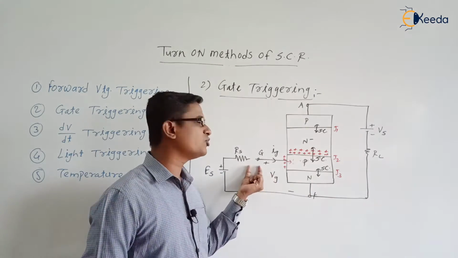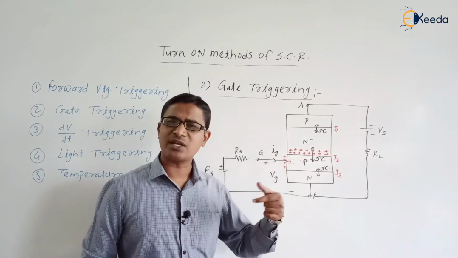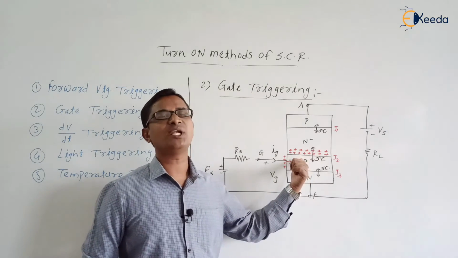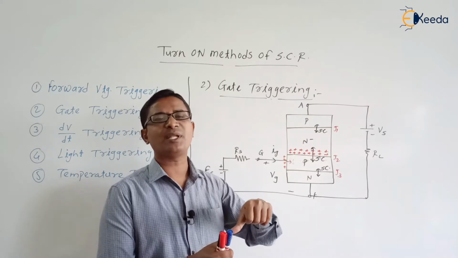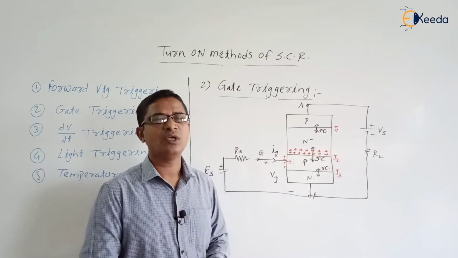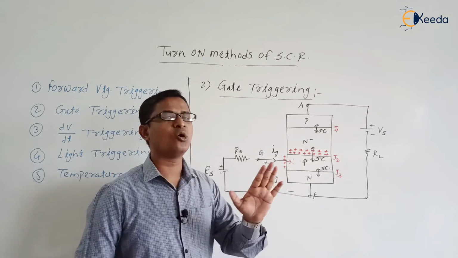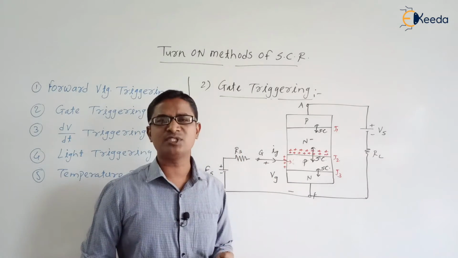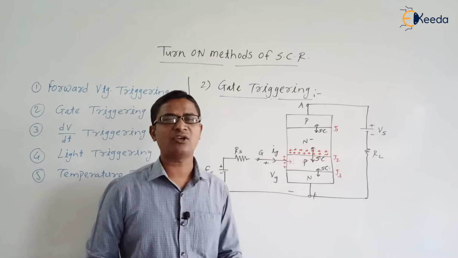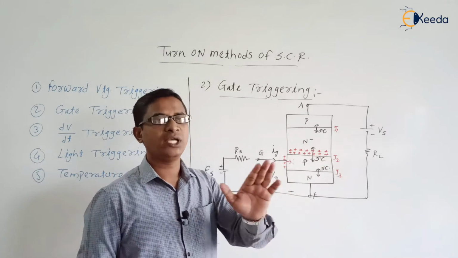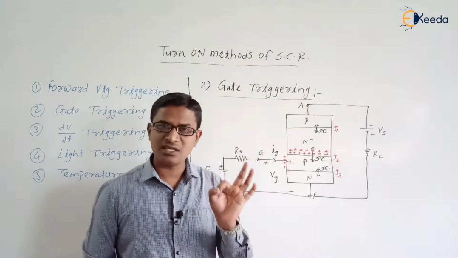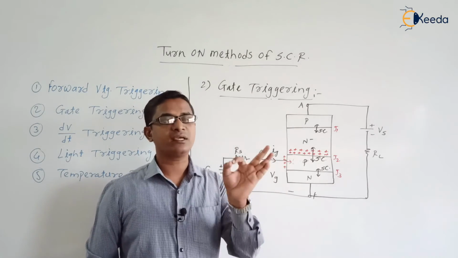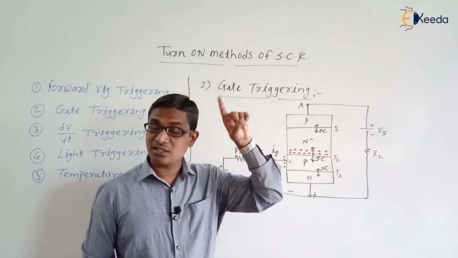After that we can remove the gate current, right? Why did we circulate the gate current? Because we were interested in reducing the width of the depletion layer. Once the width of the depletion layer across junction J2 becomes 0, gate current is no more required. Even if the gate current becomes 0, will our SCR turn off? No, SCR will continue in the on state. This is the reason SCR is known as a semi controlled switch.